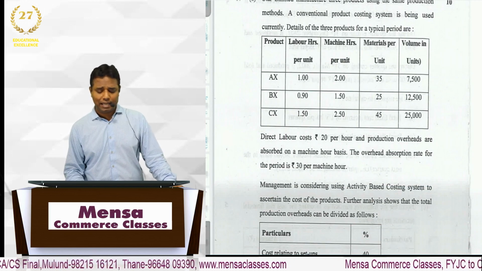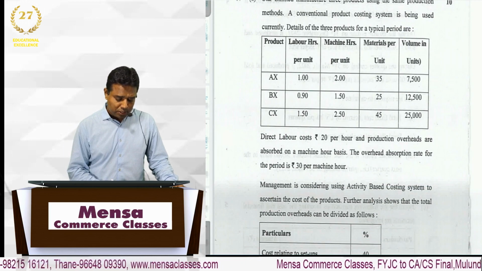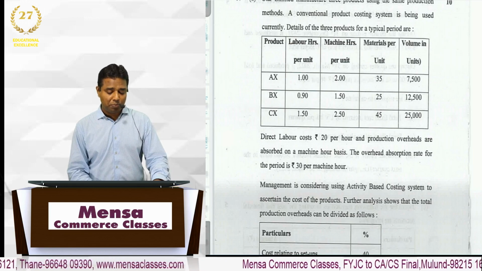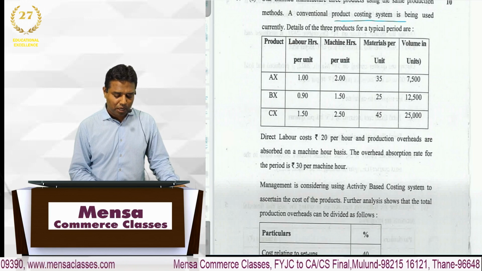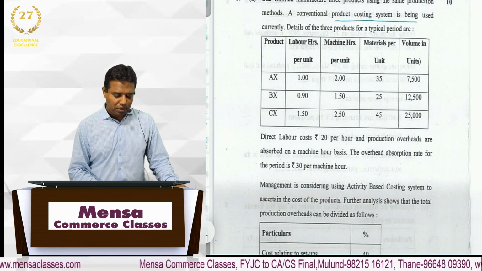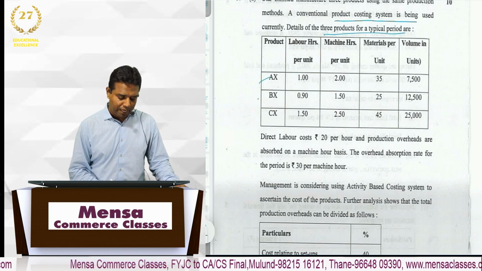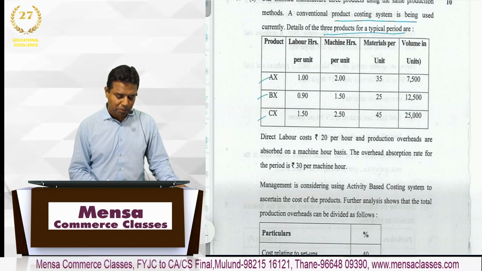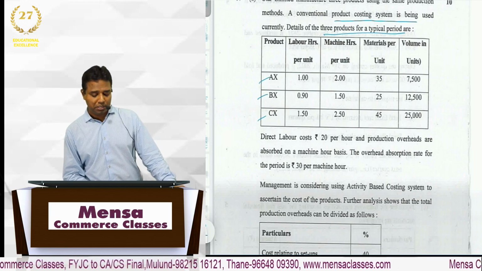Next question number 5A. Now what exactly are we supposed to do in question number 5A? So Stars Limited manufactures 3 products using the same production methods. Conventional product cost is being used. Details of 3 products, typical period, AX, BX, CX, labor hours per unit, machine hours per unit, material per unit, volume in units are given.